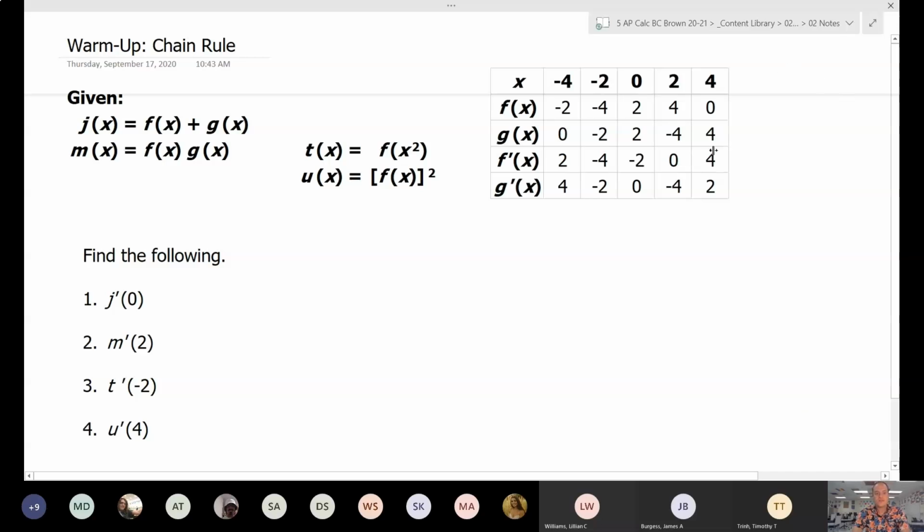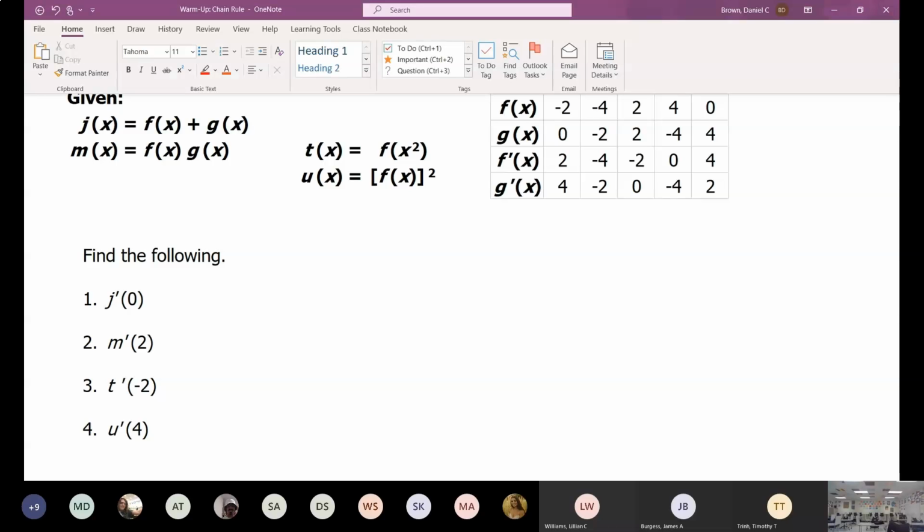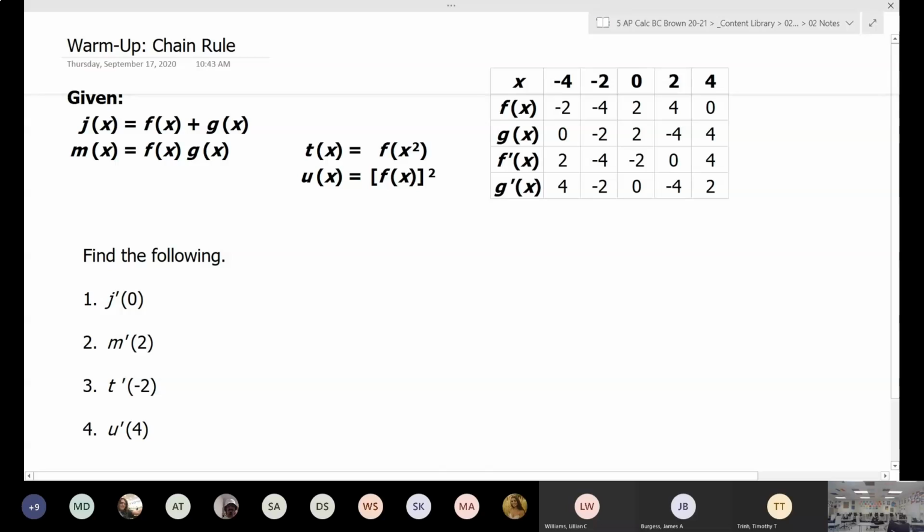So looking at these problems, I have J, M, T, and U as functions. So this first one, for example, is asking me to find J prime of 0. We can see that J of x is defined as f of x plus g of x. So if I wanted to find J prime of 0, I would want to find J prime of x first. Well, looking at J, we know that when we have multiple terms of a function, we just take the derivative of each part. So if J is f plus g, J prime is just going to be f prime plus g prime. And then once we find the derivative, we can find it at the value we're looking for.